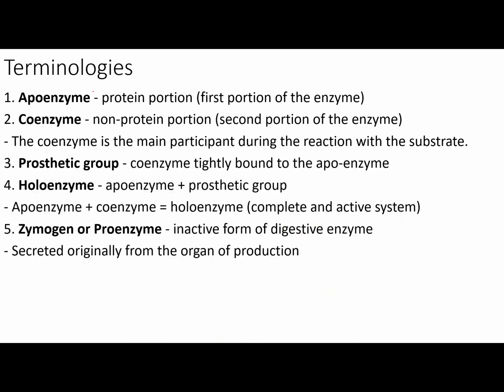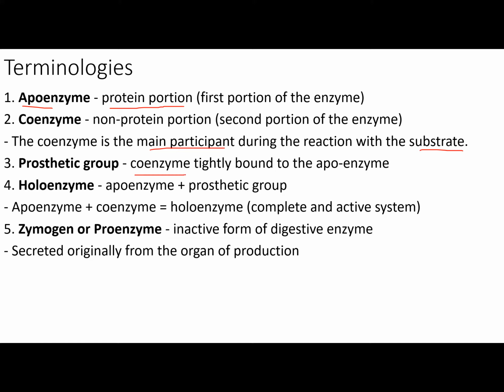Now, here are the terminologies class. So we have your apoenzyme. Apoenzyme refers to the protein portion. This is the first portion of the enzyme. Then we have your coenzyme. Coenzyme class is the non-protein portion. This is usually the second portion of the enzyme. Now, the coenzyme class is the main participant during the reaction with the substrate. So take note of that class. Si coenzyme nyo is the one that would react or is the one usually involved during the reaction with the substrate.